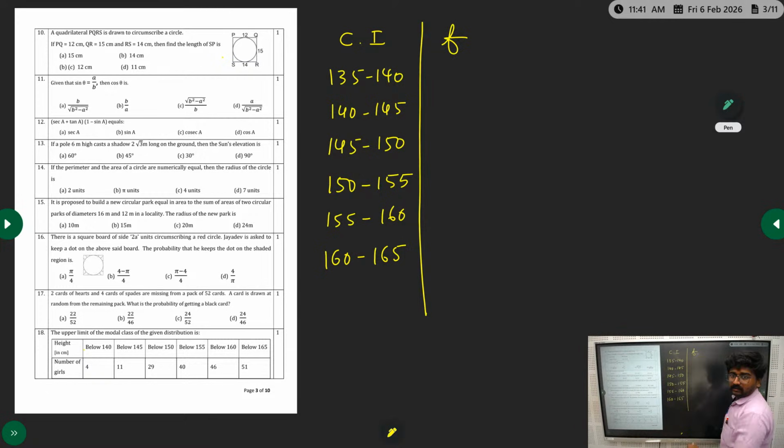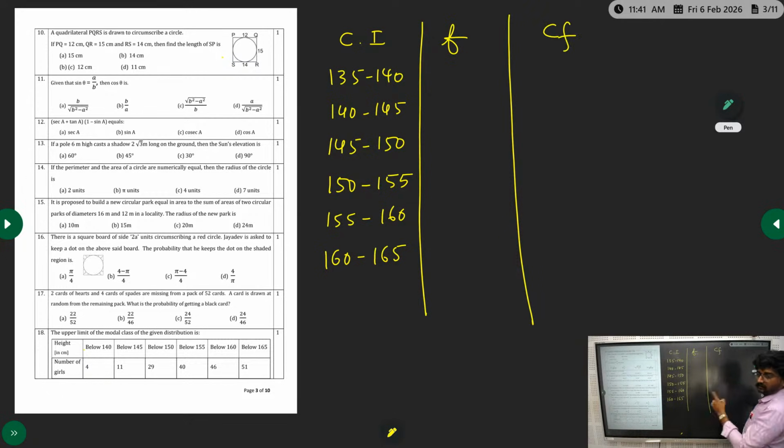Don't write the frequency first. Beside the class interval, what should be there always? Frequency. After frequency, what should it be? That is your CF value. Write that CF value first: 4, 11, 29, 40, 46, 51.